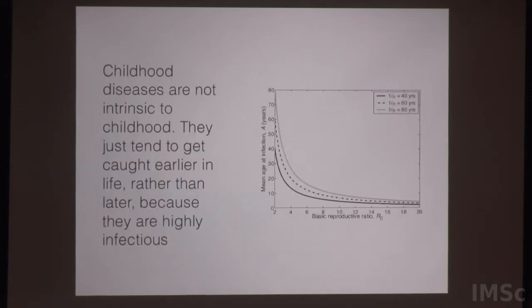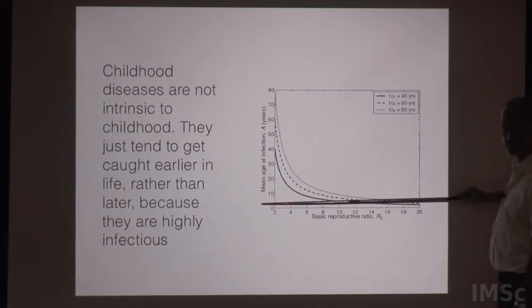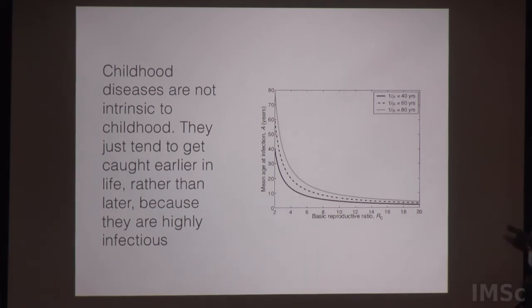So, that is really the reason why childhood diseases are not intrinsic to childhood. We talk about kids always falling ill with this or that. It is just that they tend to get caught earlier in life rather than later because they are highly infectious. Highly infectious meaning large R naught. Large R naught means mean age of infection is reduced, which means on average you tend to catch them when you are younger rather than when you are older. Okay. It has nothing specifically to do with the fact that these are children.